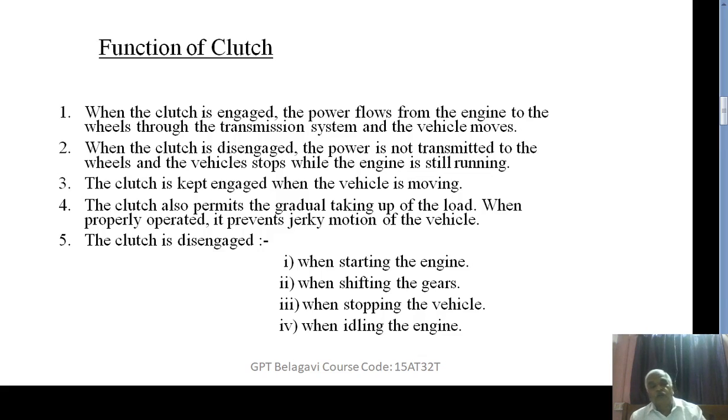Then the fourth one, when idling the engine. Even to keep the engine idling, even in gear position, we have to operate the clutch. So in these four situations, we are disengaging the driven shaft from the driving shaft with the help of the clutch unit.